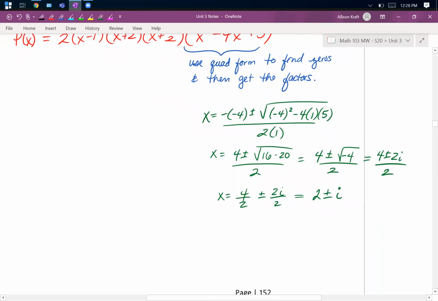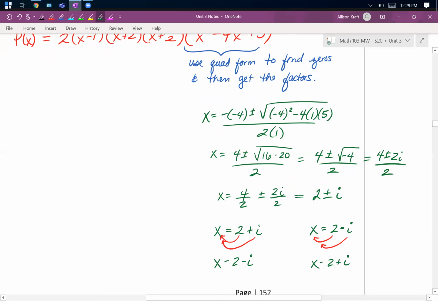And now that we have these two complex zeros, we can get the factors. The easiest way I think to do that is rewrite each of these as x equals. So x equals 2 plus i, and then x equals 2 minus i. To go from the zero to the factor, we just move everything over to the same side as the x. That's going to be x minus 2 minus i and x minus 2 plus i.